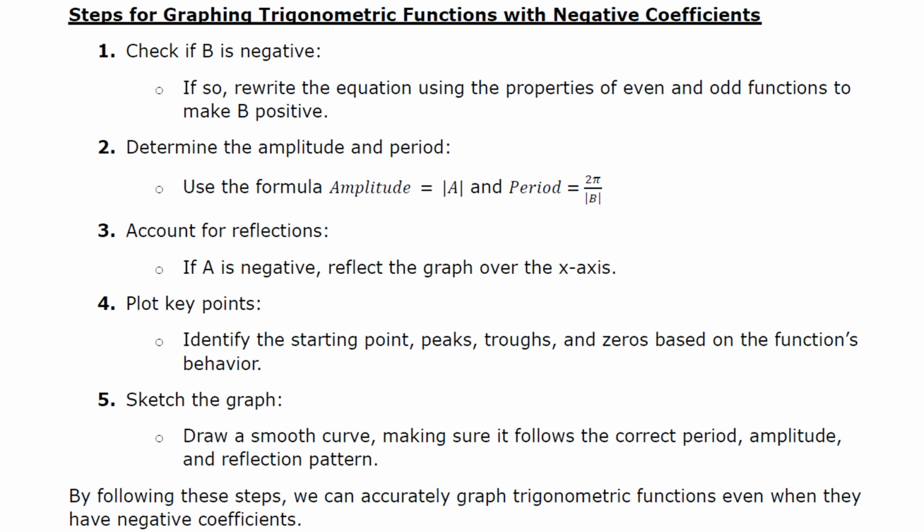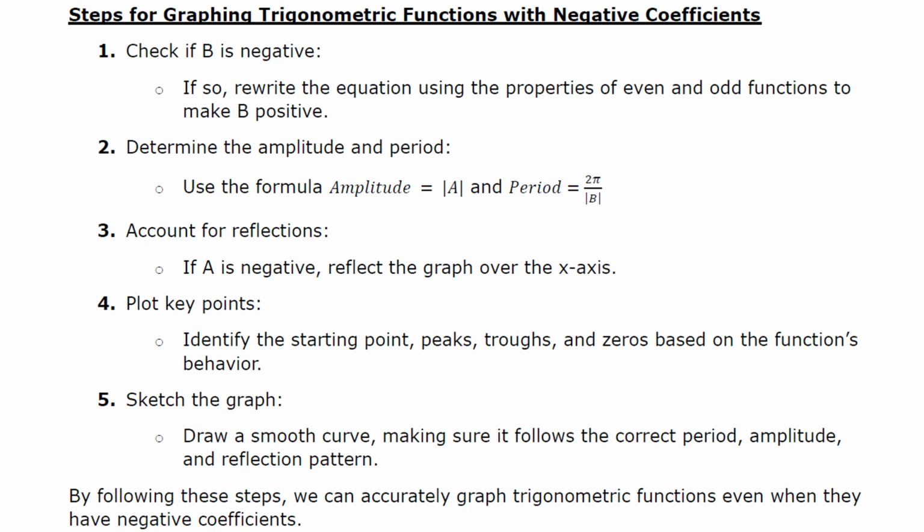For step 3, we will account for reflections. If a is negative, then we will reflect the graph over the x-axis. If a is positive, then we will continue with the normal properties of the sine or cosine graph. Step 4, we will plot key points. So we will identify the starting point, the peaks, the troughs, and the zeros based on the function's behavior.